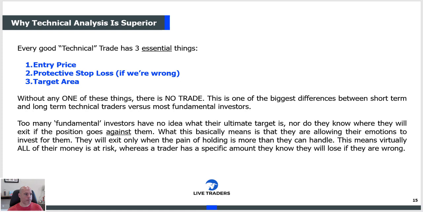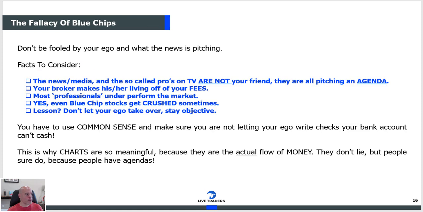Okay. Now, I'm not going to go over this in great detail because I went over these charts in a little bit of detail the last time we did a lecture. Okay. But I want you to think about this for a second. All the things I've been telling you and pitching, right? News, the media, the broker, the professionals who underperform the market, the blue chips that get crushed. Okay. What's the lesson here? Don't be an idiot. Don't be an idiot, guys.